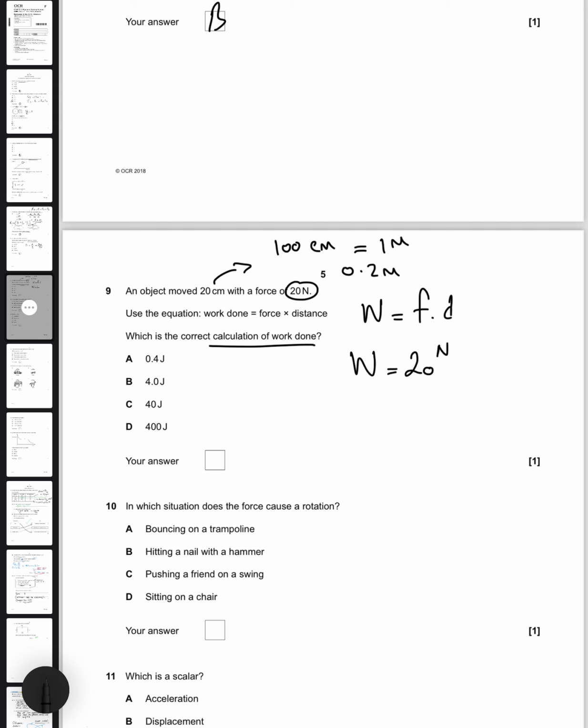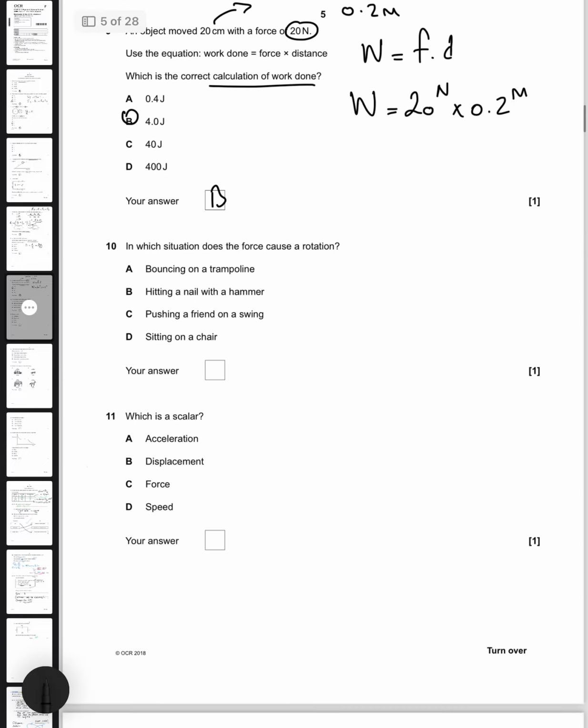So the work done is going to be the force, that is 20 newtons, multiplied by the amount of distance, which is 0.2 meters. Now 20 times 0.2 would give us a value of 4 joules, which is choice B.